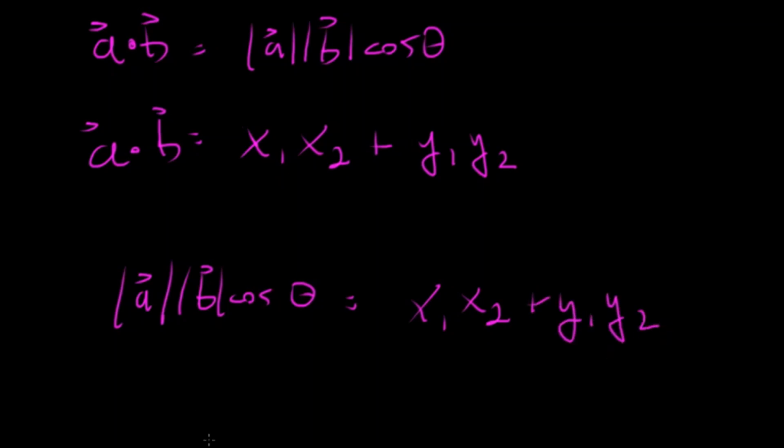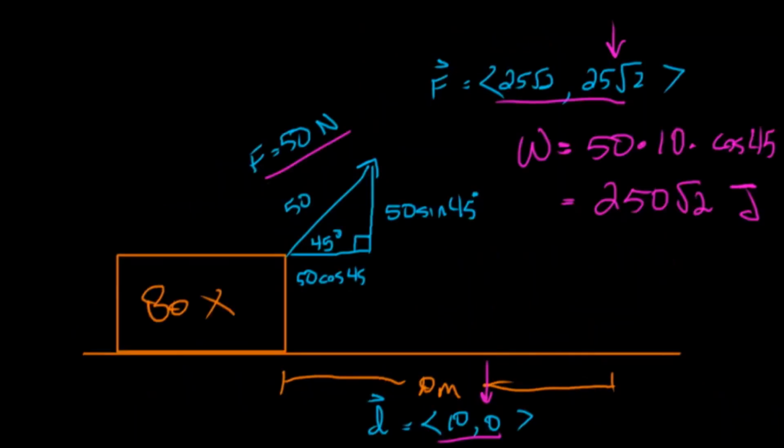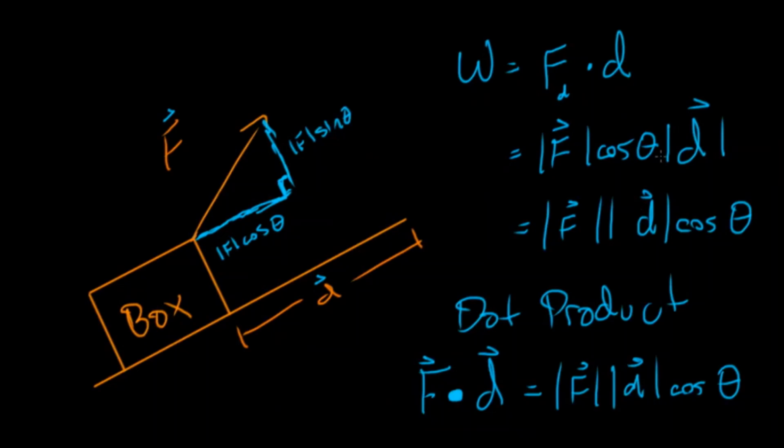All right? If I go way back to the beginning, to the physics problems, right? The work done in this scenario was 50 times 10 plus 0 times 0. In my second example, the work done here was 25 root 2 times 10 plus 25 root 2 times 0. Right? The work done here, it's F cosine theta times d plus F sine theta times 0.